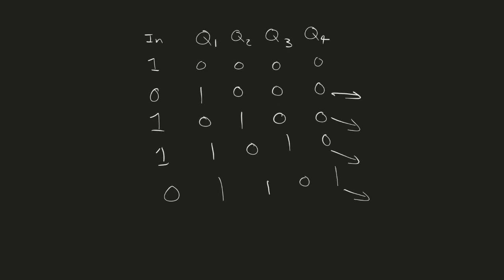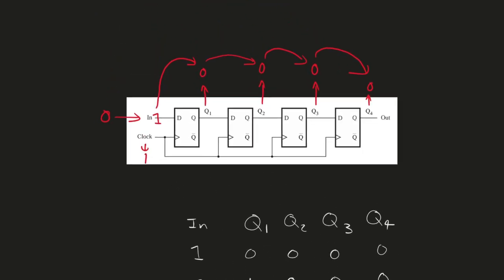Okay, now this 1 is kicked out. This 0 moves here. This 1 moves here. 1 moves here. 0 moves here. And then we put in another input and so on. So that's pretty much what's going on in here.